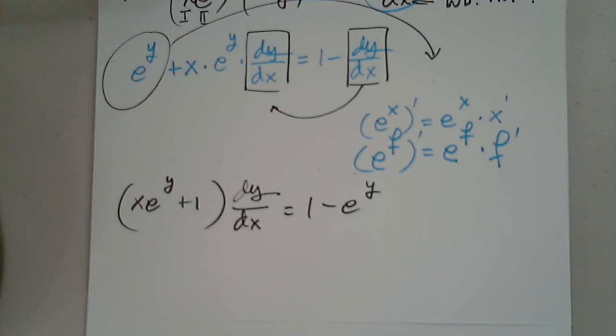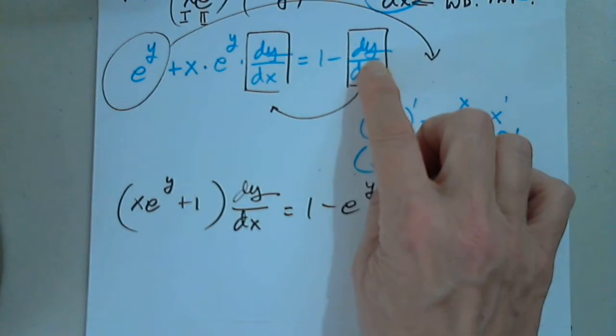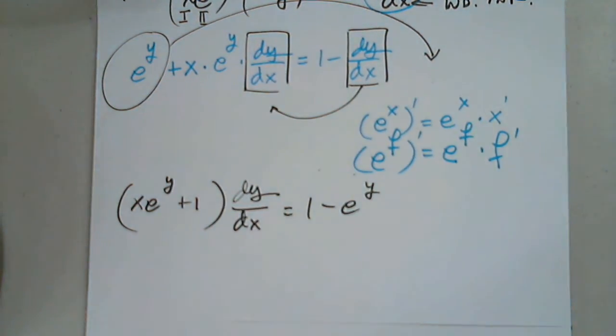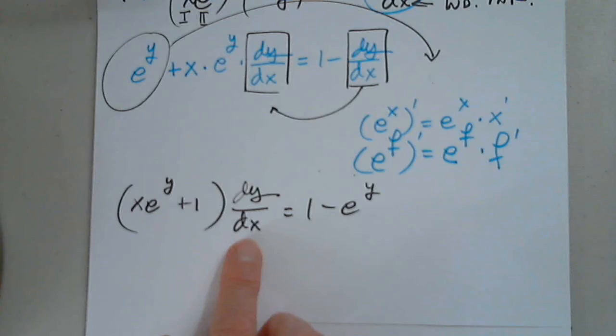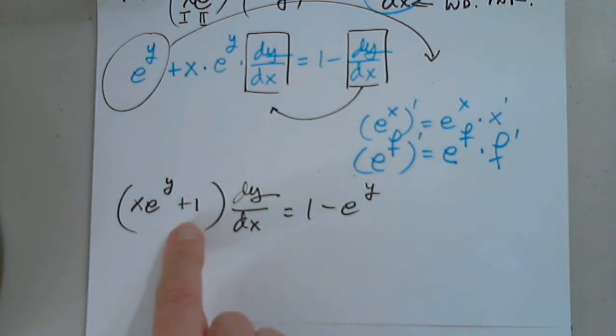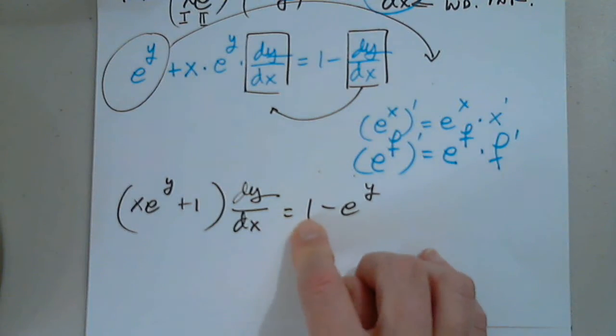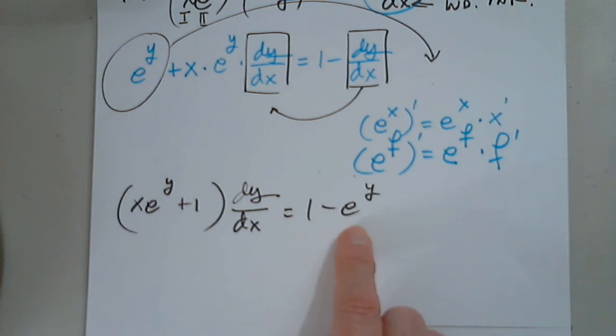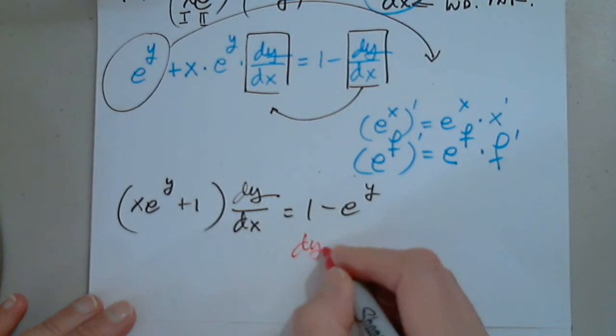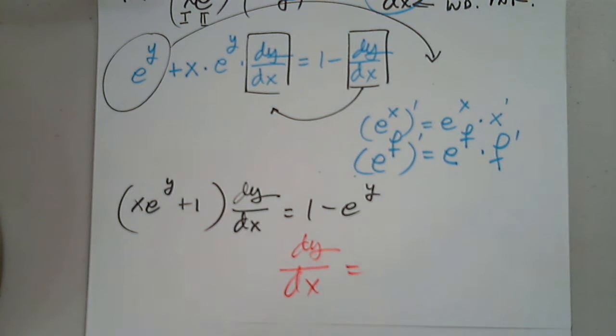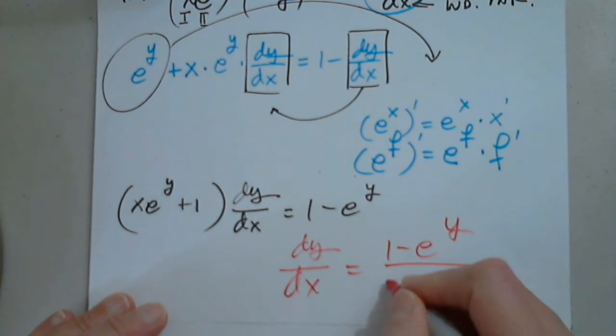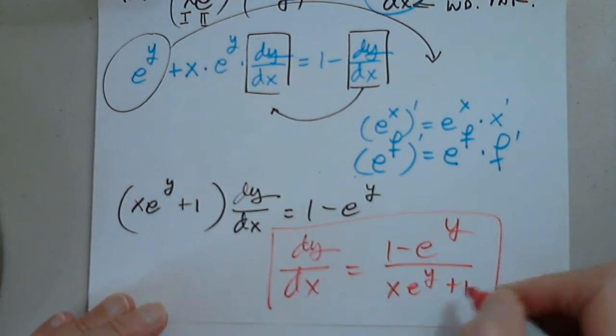Let's stop and look at what I just did. So I moved negative dy over dx to the other side, positive dy over dx, and I also pulled out dy over dx. So I have x e to y plus 1. I had the 1, but when I move this term to the other side, it becomes negative. And it's done. I can now present the expression for dy over dx. Can anyone give us dy over dx? 1 minus e to the y over x e y plus 1. Brilliant, thank you very much. That's it.